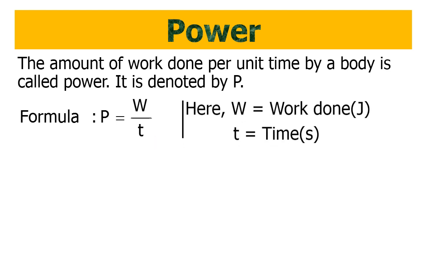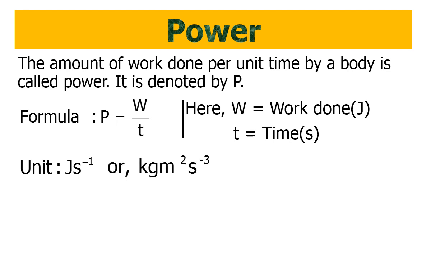Here W is the work done, whose unit is joule, and t is the time, whose unit is seconds. If we put the units of work and time in the formula of P, then we get the unit of power as joule per second. There are another two units of power, which are kg meter square per second cube, and watt.